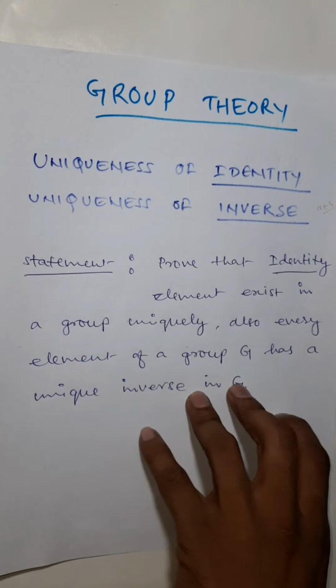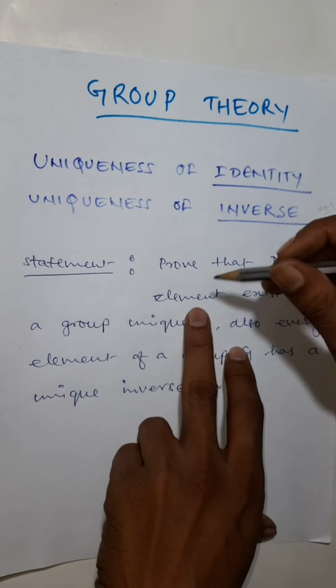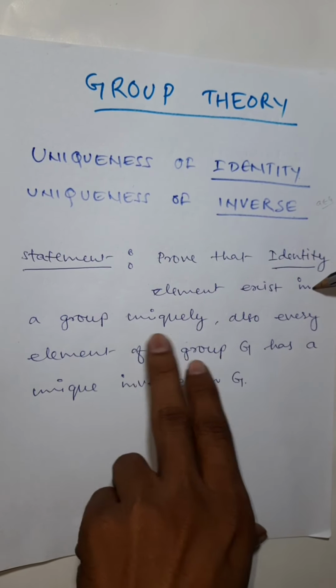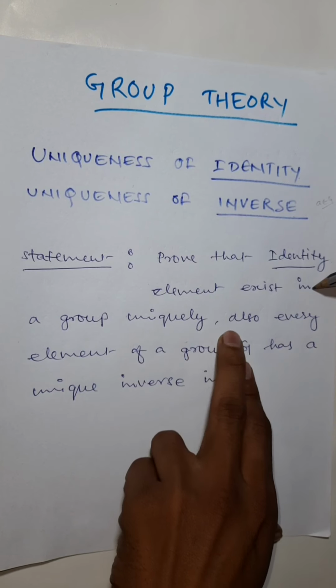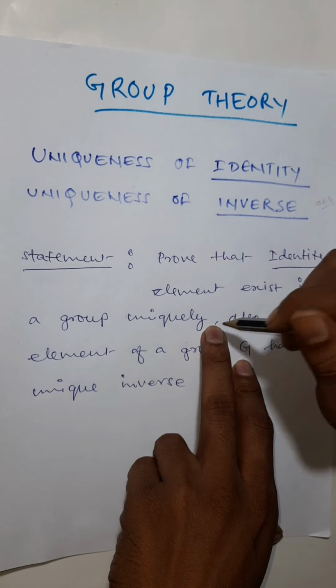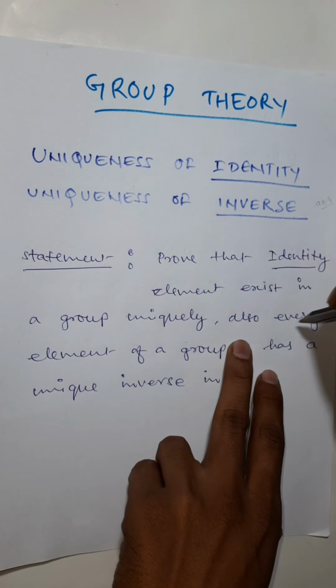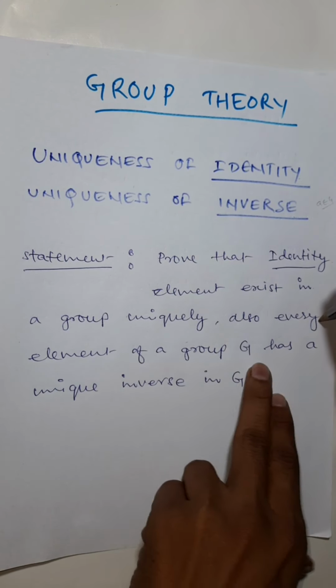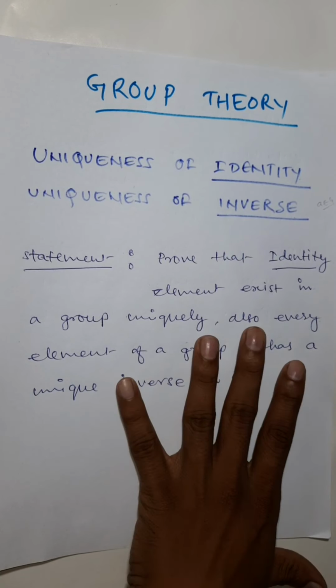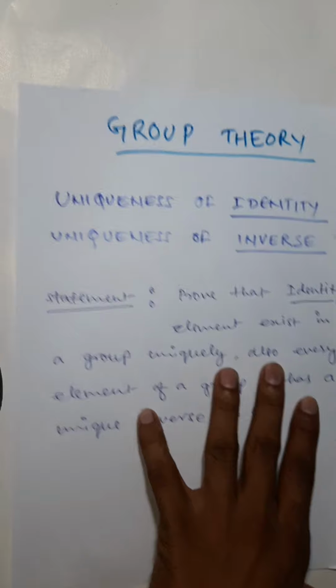The statement can be written like this: prove that the identity element exists in a group uniquely, and also every element of a group G has a unique inverse. These two things we have to show. First, we are going to show the uniqueness of the identity element.